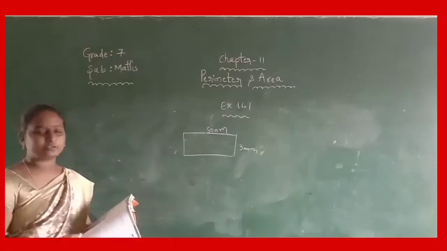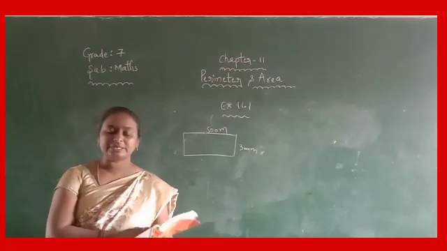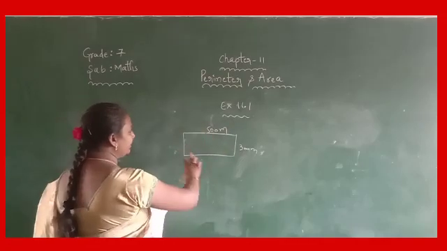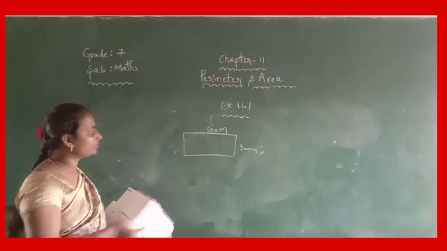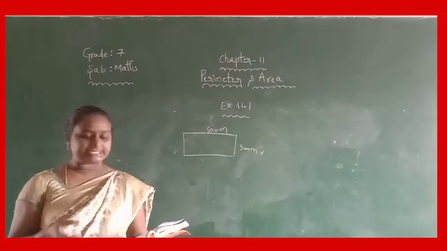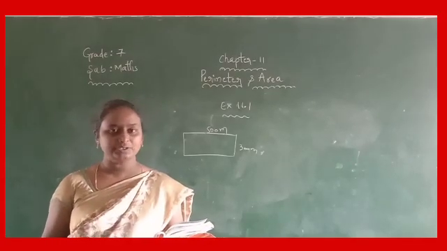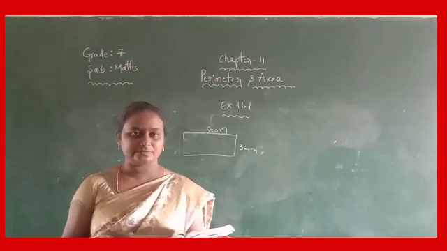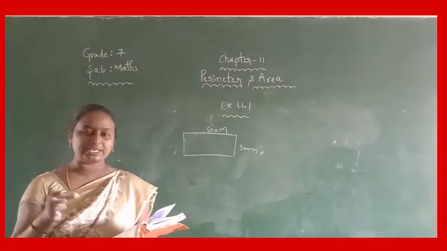Okay, so what do we have to find here? We have to find the area. So area means the part of the plane or region occupied by the rectangular land. Okay, so how much area does it occupy? Right. So what is the area of a rectangle? Length into breadth. First we have to find the total area of the rectangle. After that, what do we have to find? The cost of the land.